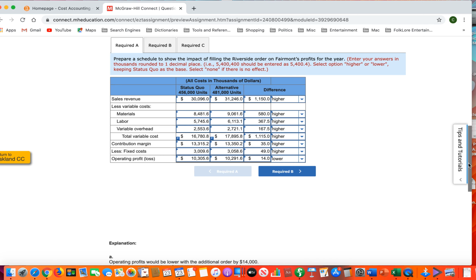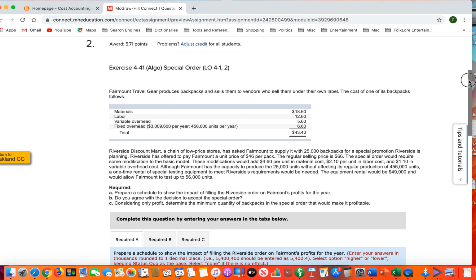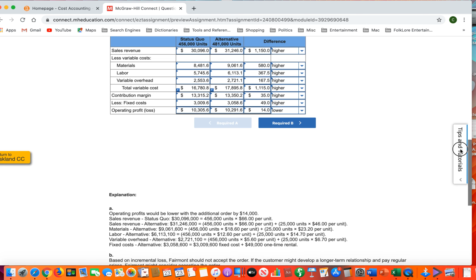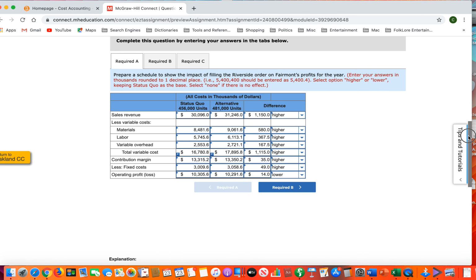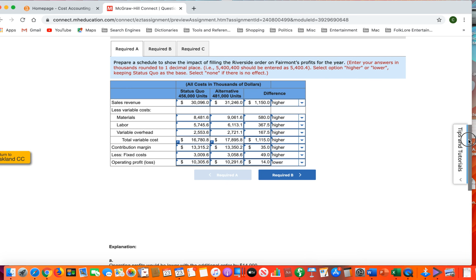Subtract the fixed cost of $49,000. That $49,000 is the cost of the rental equipment. It's fixed. And then they show you down here how they did it too. And then of course you have a $14,000 loss. So that's how I did it. I just dealt with the difference rather than the long way that they show here. You can do it this way, or you can do it the way that I did it.